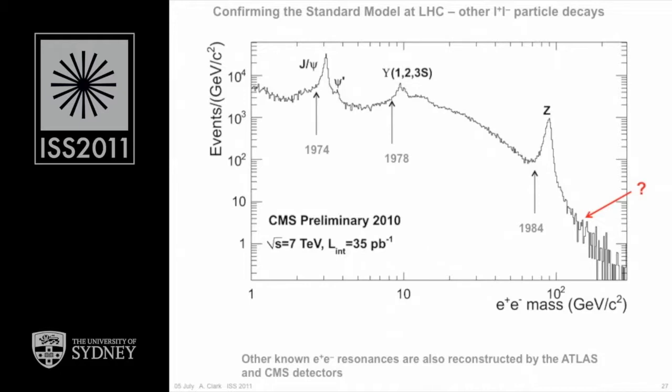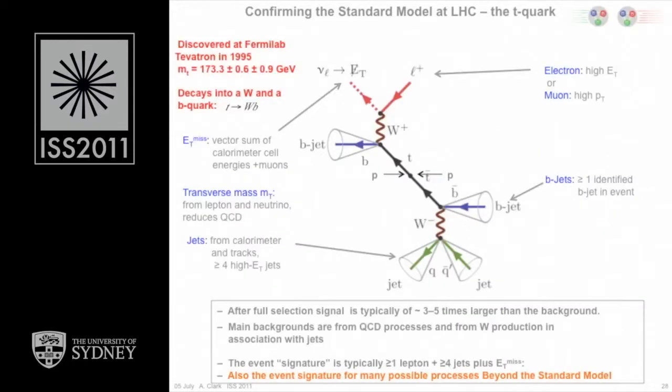I'm not giving up on the standard model yet. I'm going to talk about the top quark. The top quark was first detected with just 6 events at Fermilab in 1995. We've got a lot more now. But it's a very complicated process.